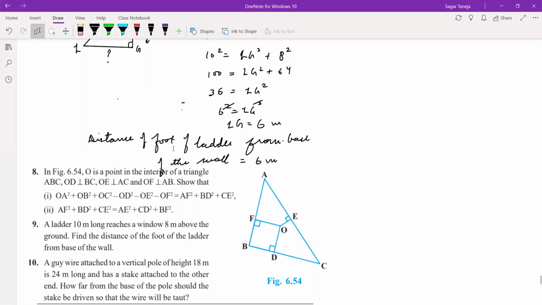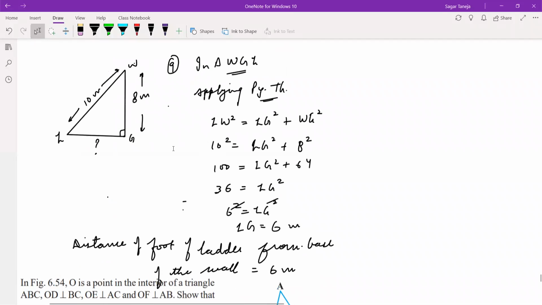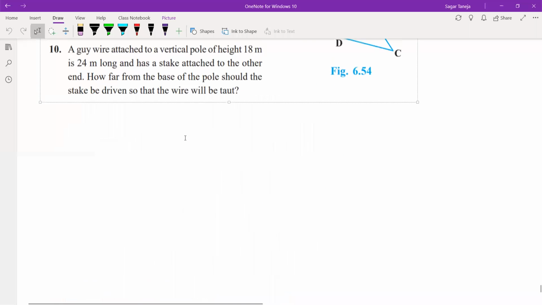You want to see the previous question? Okay, note it down. Then we are starting with the next. Done. Now the next, which is question number 10.